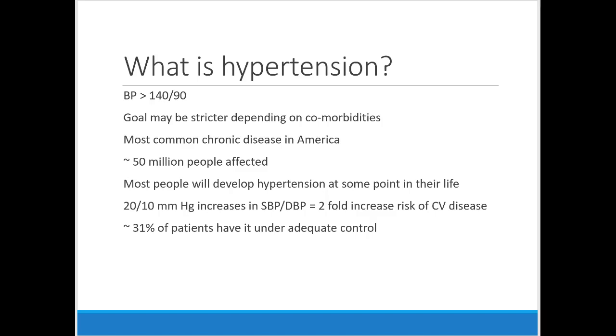So the definition of hypertension is generally blood pressure over 140/90, and most of you probably know this already. The goal may change or be stricter depending on if somebody has a comorbidity. It's a really common disease with many millions of people being affected. So the odds are, no matter what type of practice you work in, you're going to encounter somebody with hypertension at some point in your career. So that is really an important cornerstone of medicine, to know how to treat it.